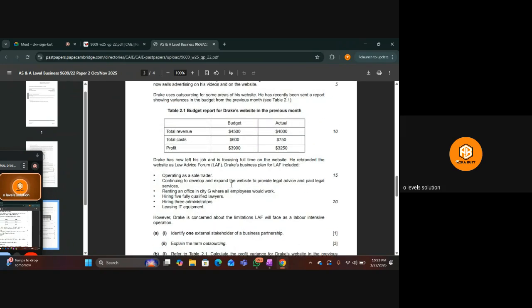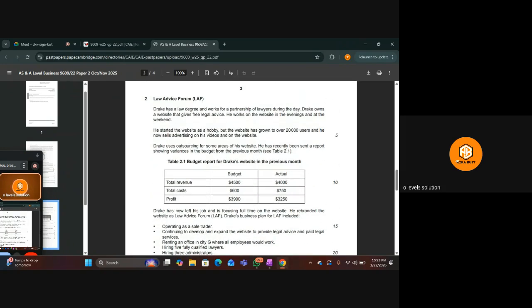Okay, so let's see. Drake has a law degree and works for a partnership of lawyers during the day. Drake owns a website that gives free legal advice. He works on the website in the evenings and at the weekend. He started the website as a hobby, but it has grown to over 20,000 users, and he now sells advertising on his videos and on the website. Drake uses outsourcing for some areas of his website. He has recently been sent a report showing variances in the budget from the previous month.